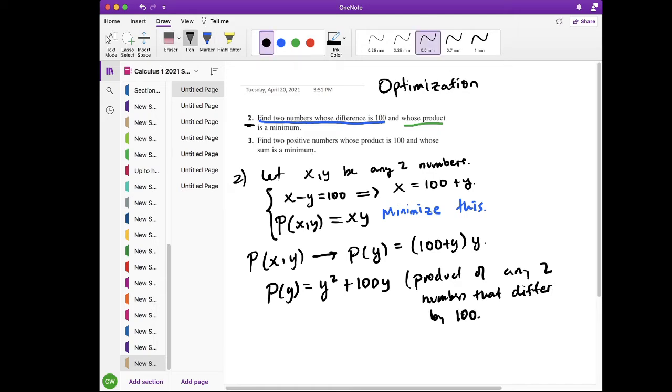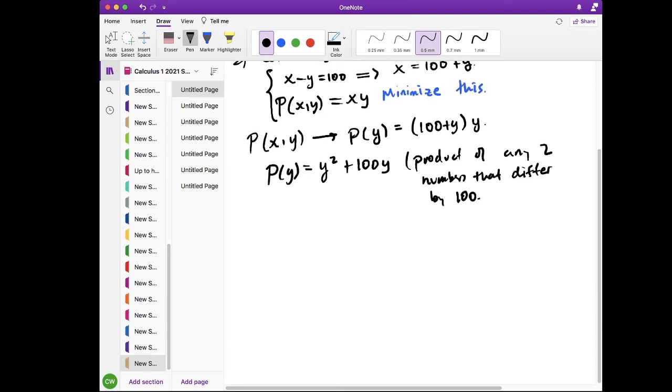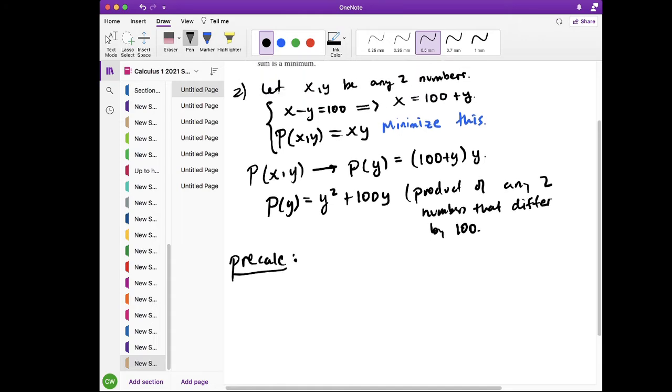Okay, can someone tell me, in pre-calculus, how could you find the y value such that p of y is minimal? And say why a minimum exists, etc. So which y minimizes p of y? Do you remember?